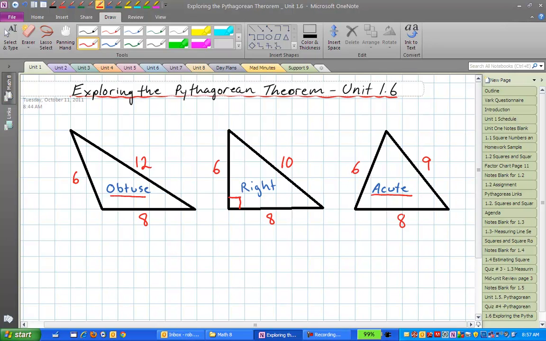An obtuse triangle is when you have an angle that is greater than 90 degrees, and an acute triangle is a triangle where you have an angle that is less than 90 degrees.